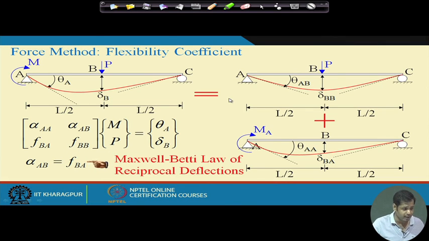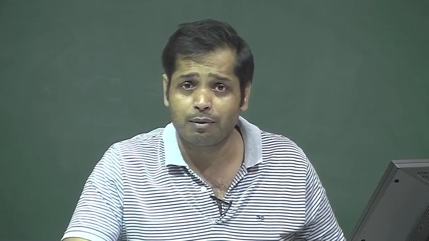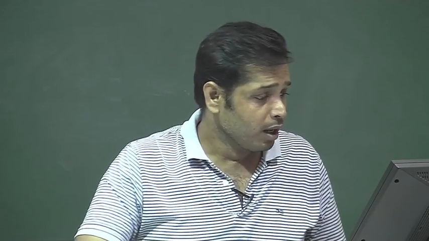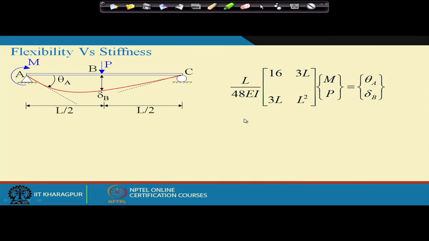We already saw it in the form of a law, but now it is a demonstration of that law: if you take any structural problem, it is a consequence that the matrix you get is symmetric. So this is the matrix we have, just the same matrix, but only with the L by 48 EI term taken out.